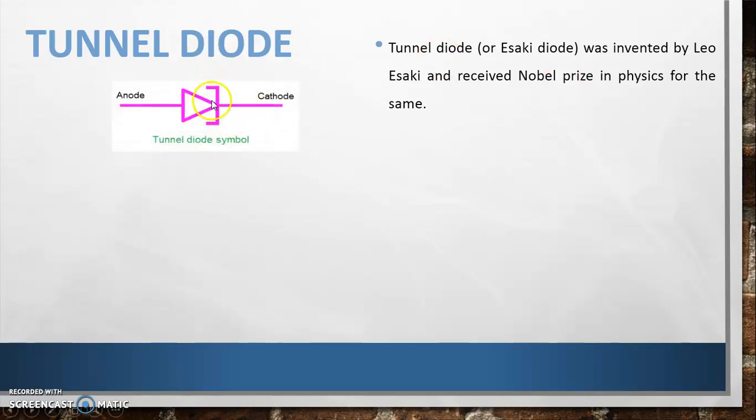Just see, the symbol of this tunnel diode is similar to our diode. There is an anode and a cathode. Only this bracket-like structure is there in addition to the simple diode symbol. This additional part is there. This is the symbol of the tunnel diode. It is a PN junction device which exhibits negative resistance.